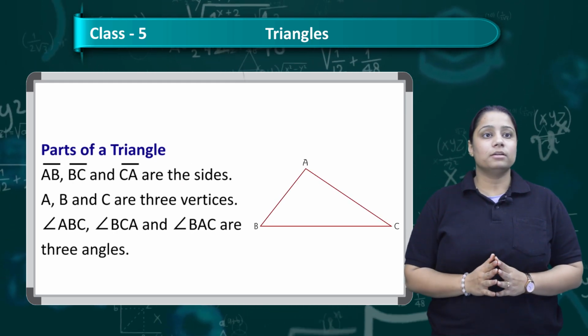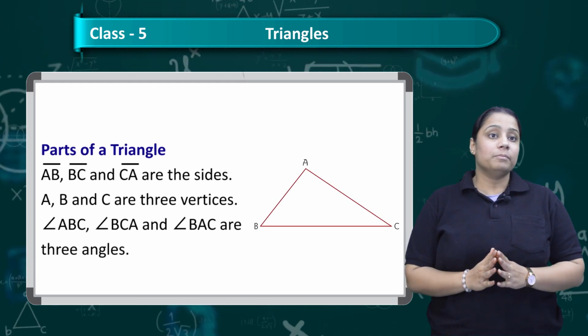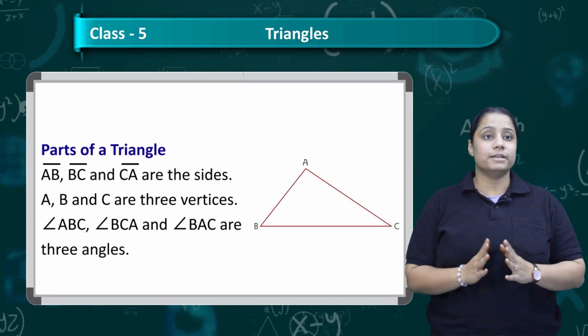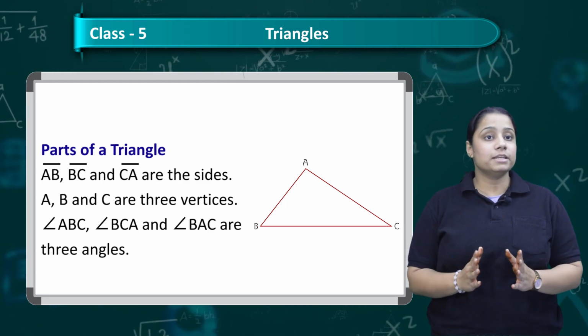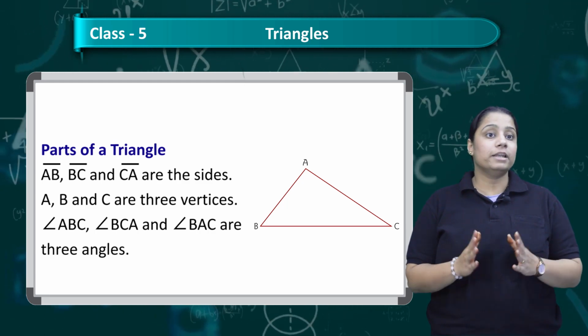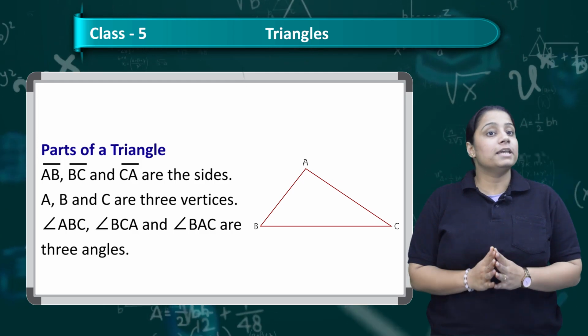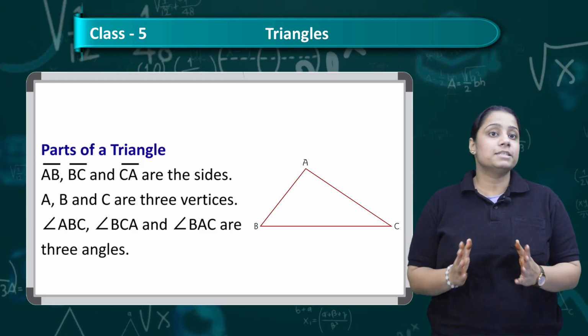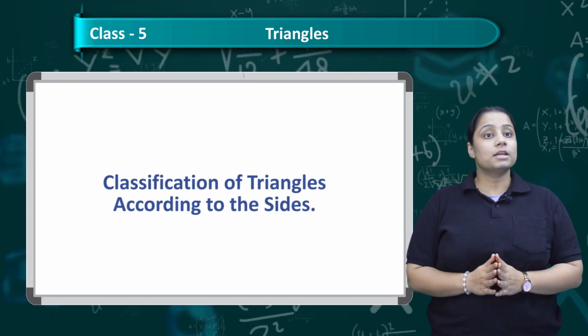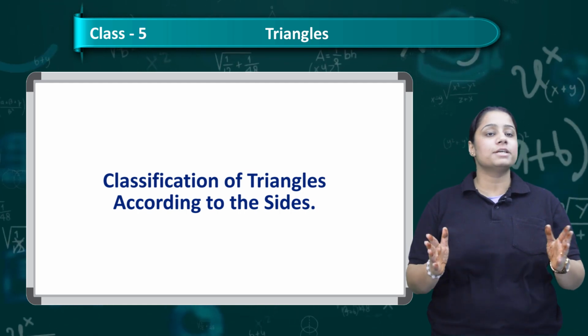Parts of a triangle. Line segments AB, BC and CA are the sides. A, B and C are the vertices. Angle ABC, angle BCA and angle BAC are the 3 angles. Classification of triangles according to the sides.